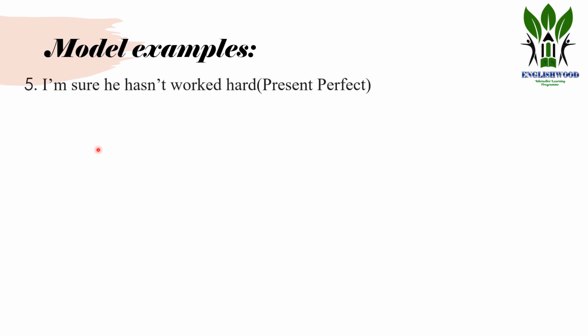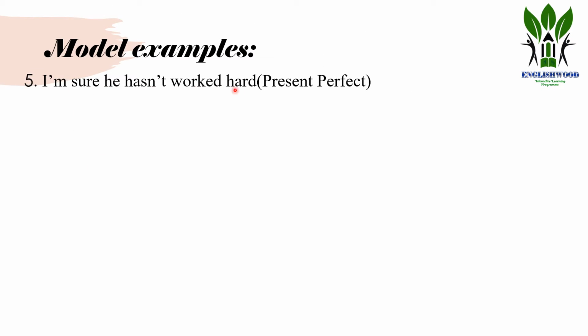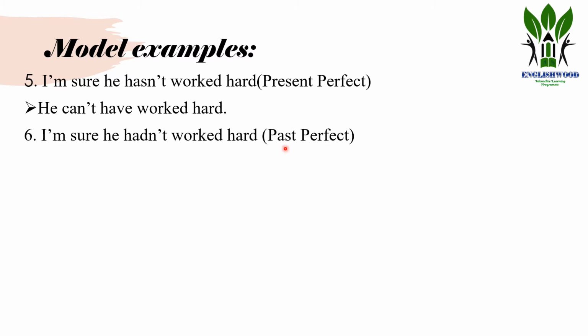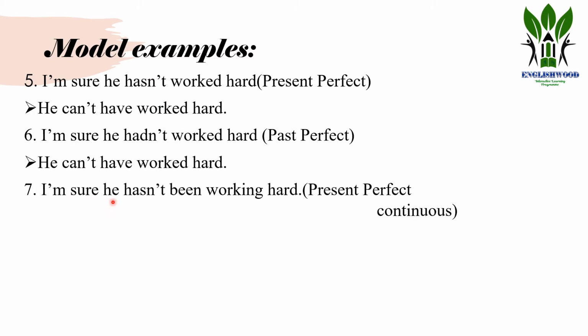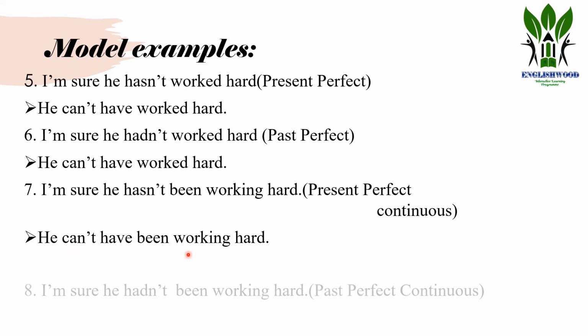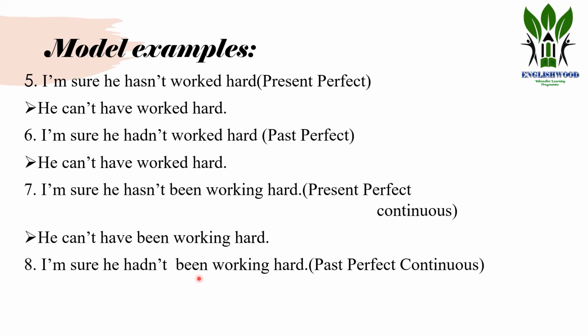Similar example. I'm sure he hasn't worked hard, he can't have worked hard. I'm sure he hadn't worked hard, he can't have worked hard. I'm sure he hasn't been working hard, he can't have been working hard. As we just said, I'm sure he has been working hard, then he must have been working hard. Hasn't, then can't have been working hard. I'm sure he hadn't been working hard, he can't have been working hard. So 8 examples like that. Please clear this example.